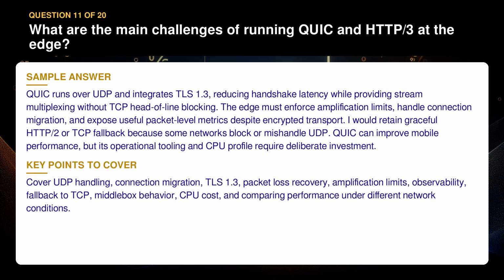Cover UDP handling, connection migration, TLS 1.3, packet loss recovery, amplification limits, observability, fallback to TCP, middlebox behavior, CPU cost, and comparing performance under different network conditions.